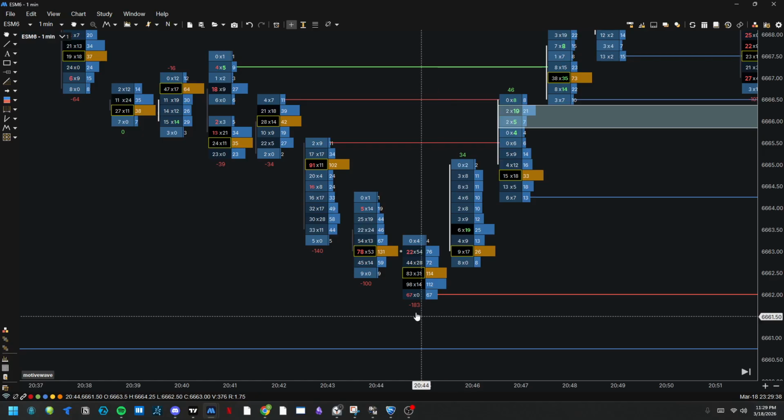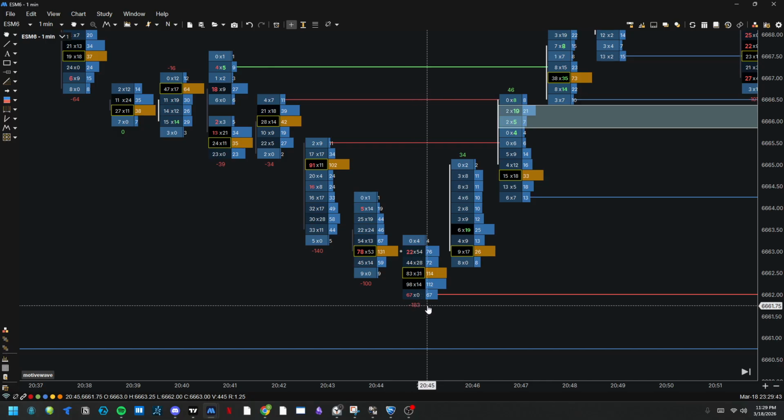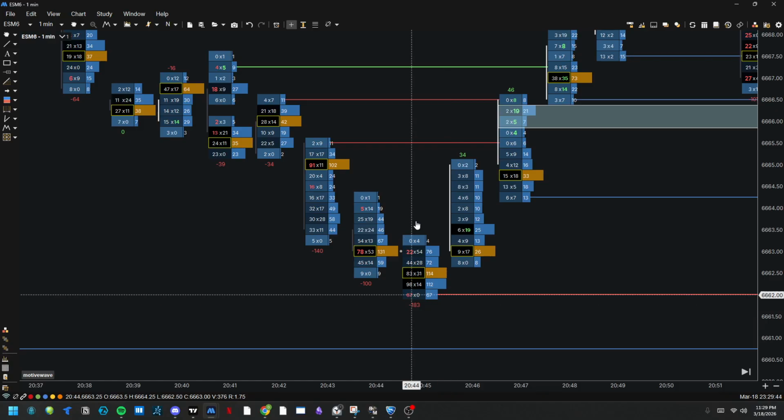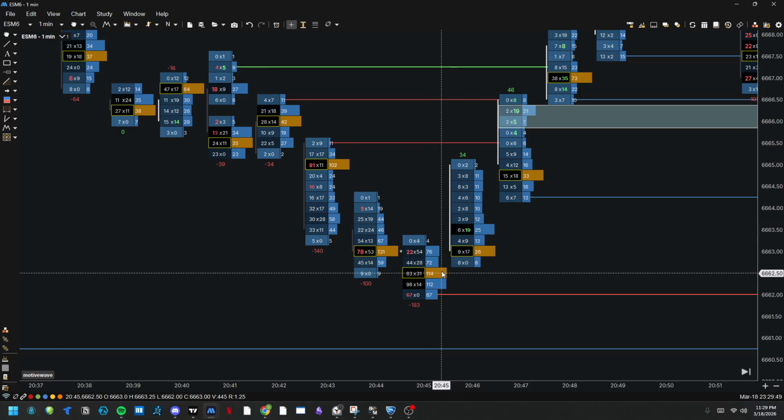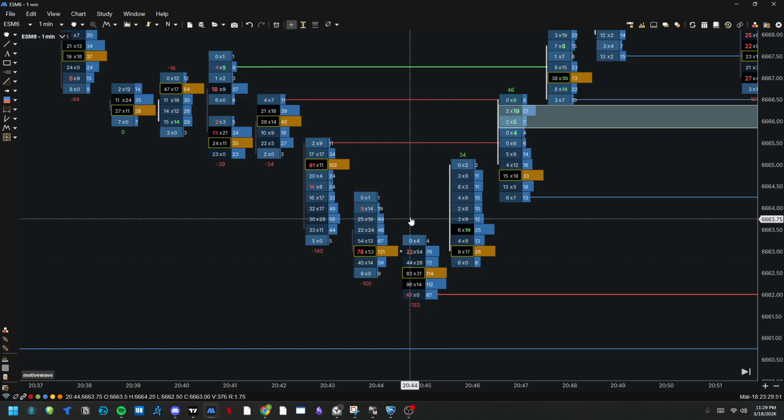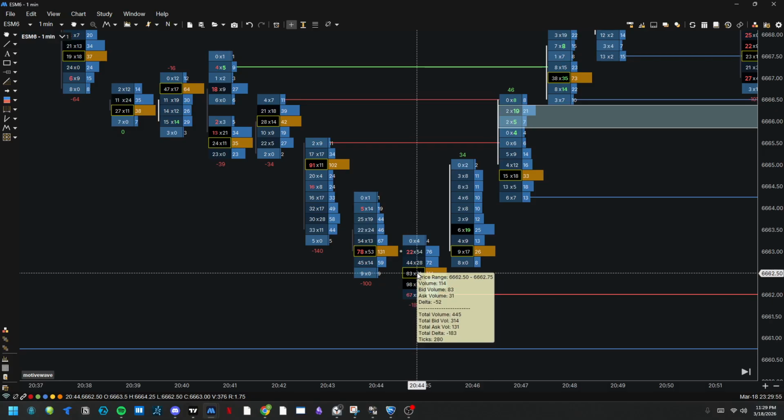That's why I want you to pay attention to which side the numbers are on. Just because one side has big numbers does not mean that we're going to reverse. You have to make sure it's on the proper side. As you know, the left is sellers, the right is buyers, right?